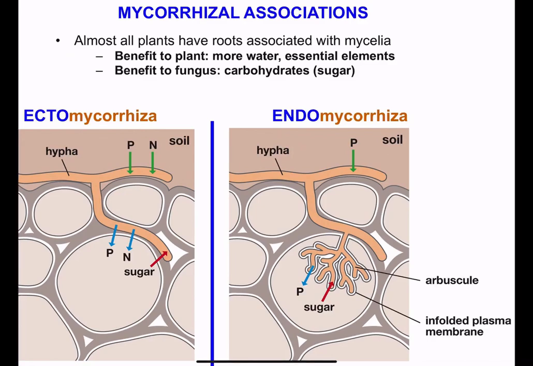For the plant, they're getting more water. They're also having better access to essential elements, namely things like phosphorus, nitrogen. The benefit to the fungus, so what the fungus is getting in exchange is, well, sugars, right? That's what the plant is so good at doing. It makes sugars on its own. It's autotrophic, right? And it's doing photosynthesis all the time.